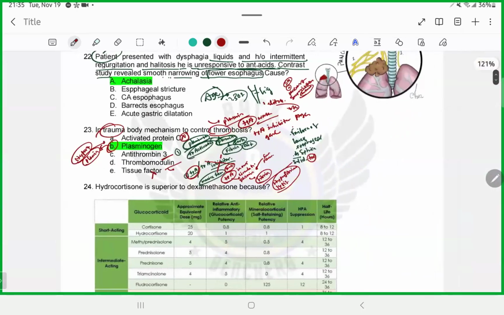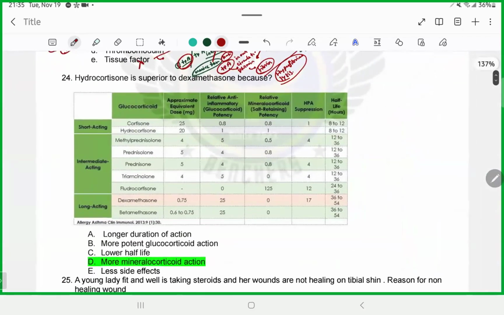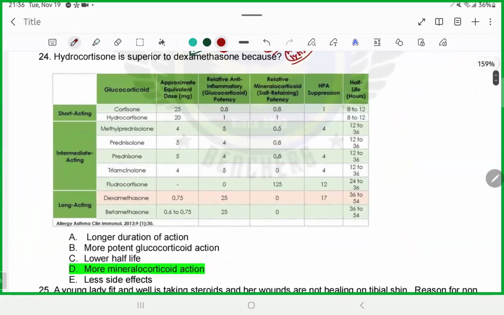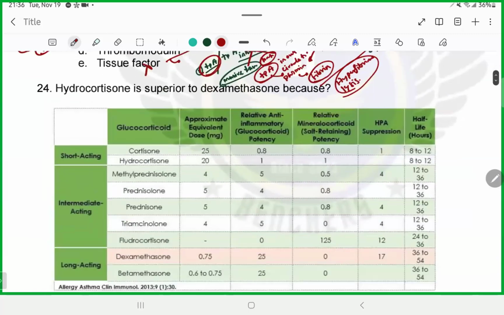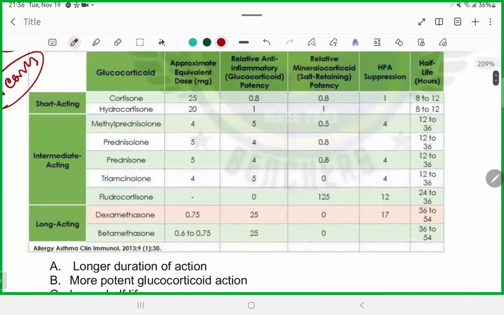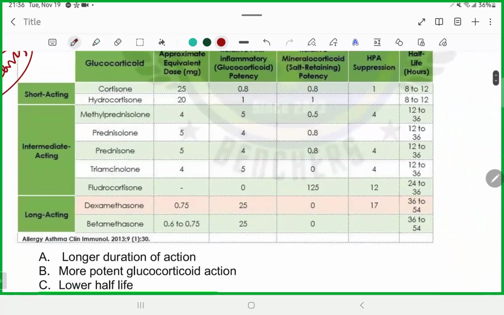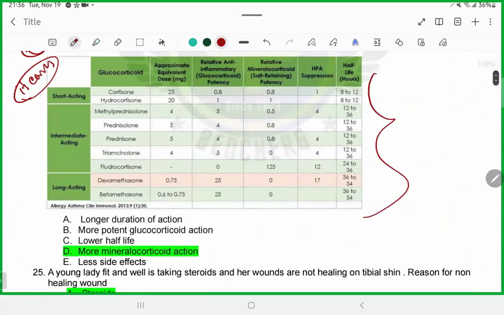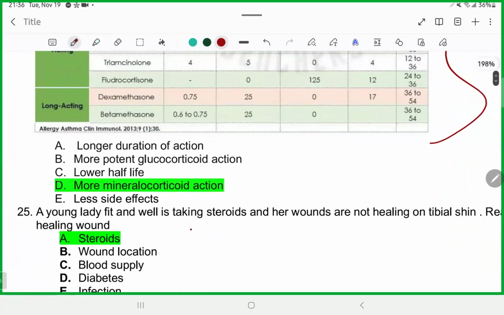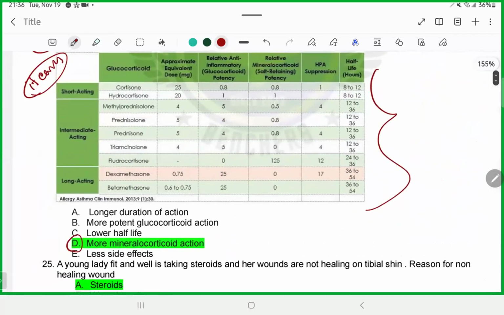Just remember this thing. Hydrocortisone is superior to dexamethasone because of more mineralocorticoid action. There is nothing to explain about it. You memorize it as it is. If it comes in your exam, it will come with the same stem with the same choices. You just need to know why specifically hydrocortisone is superior to dexamethasone: because of its more mineralocorticoid activity.